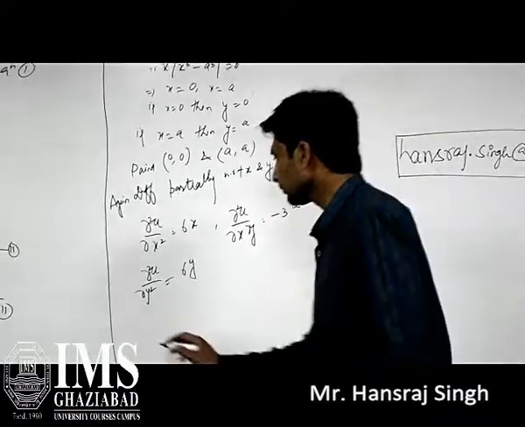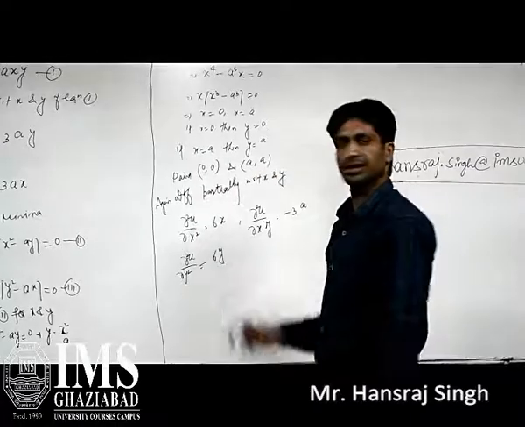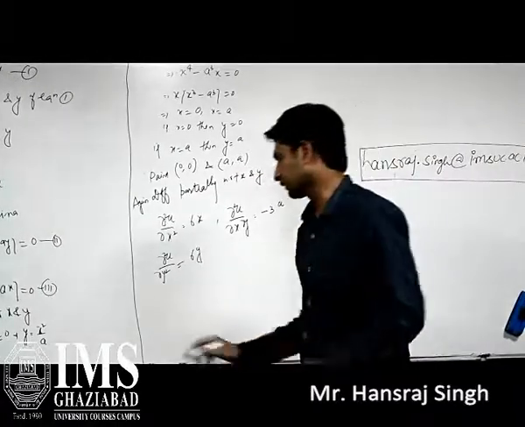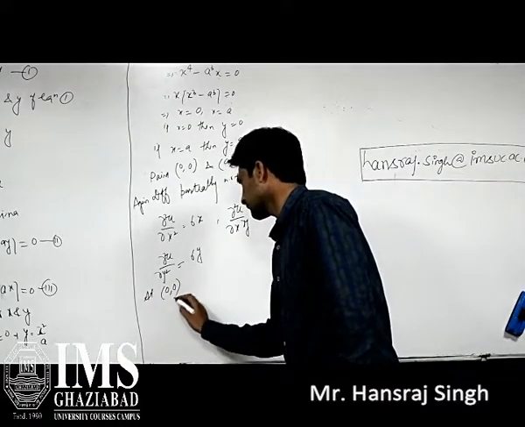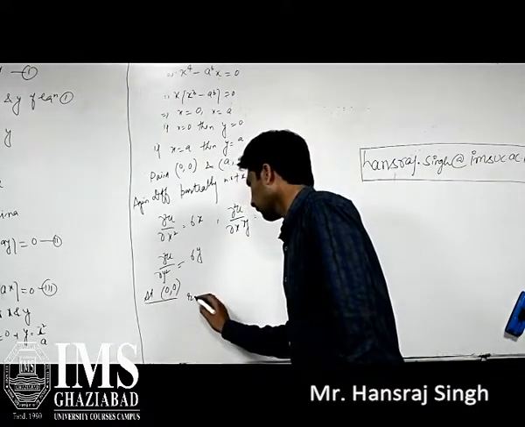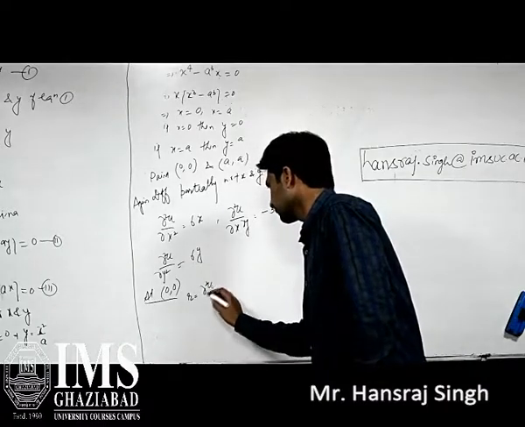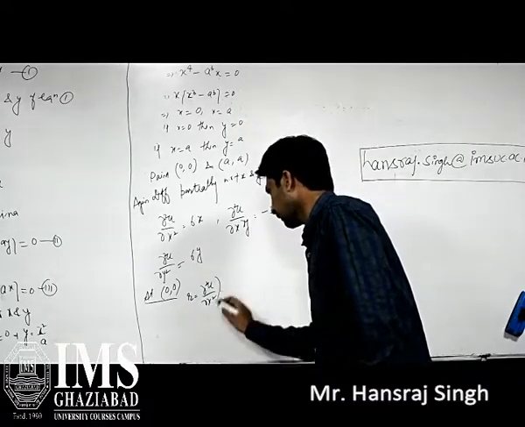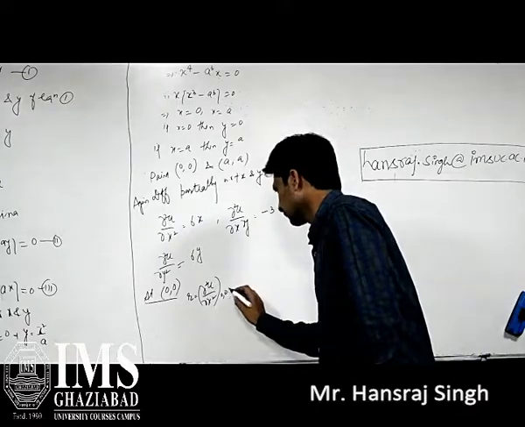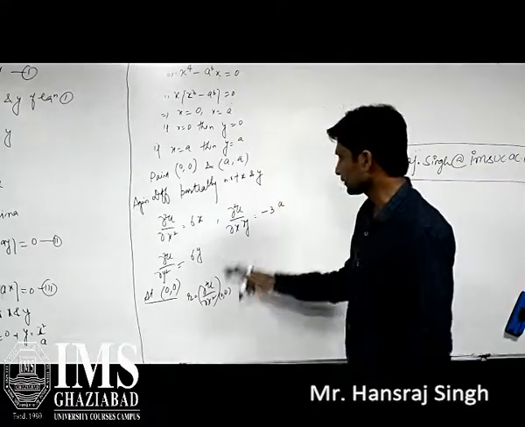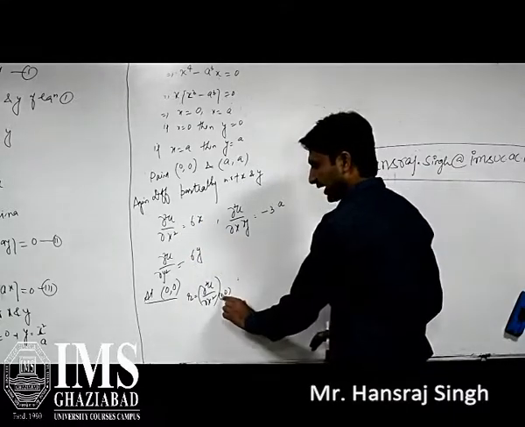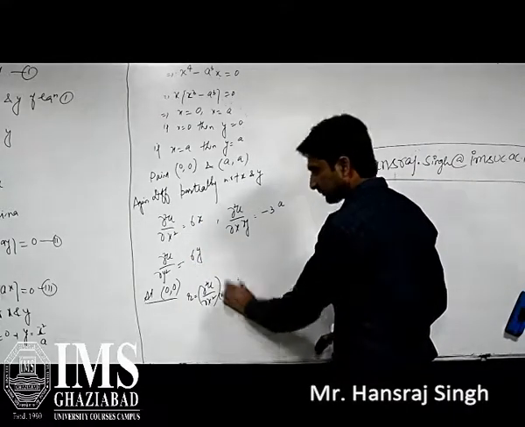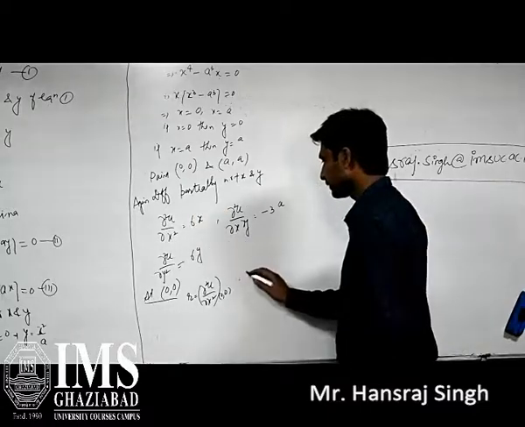Now we check r, s and t at all the stationary points. First we check 0, 0. First of all, r is del 2u upon del x square at the point 0, 0. So this is 6x, and in it we place the value of x as 0, and y as 0, so this is completely 0.